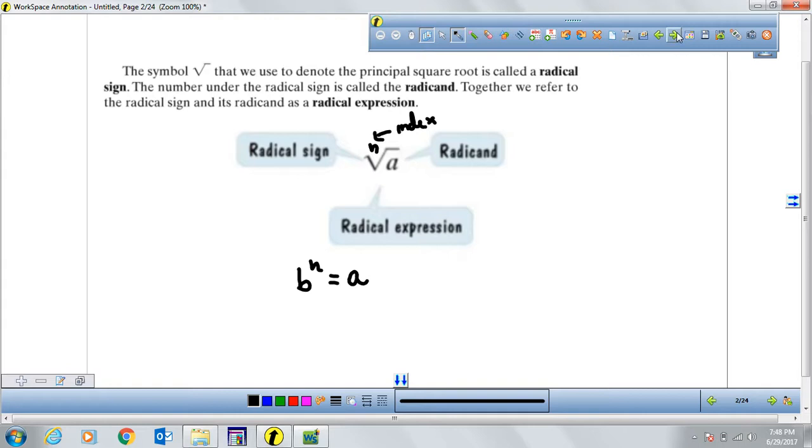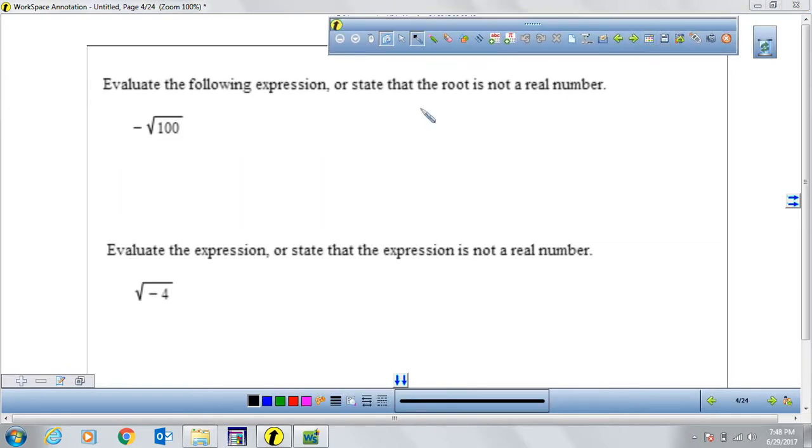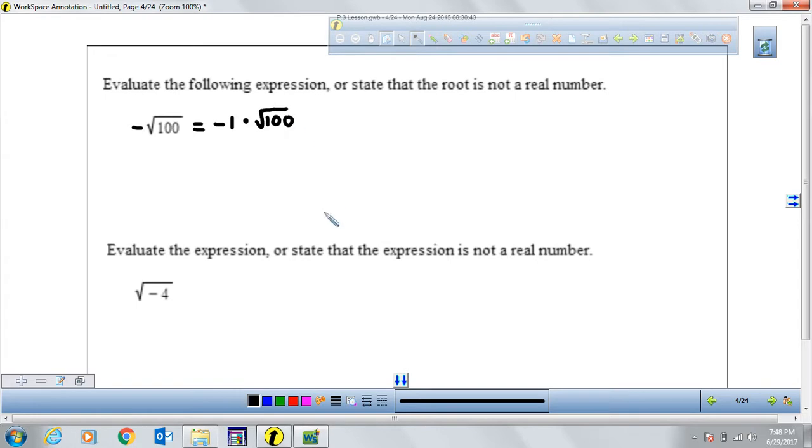Let's go ahead and cover a couple of examples on the radical, starting with these two special examples. We're going to evaluate the following expressions or state that the root is not a real number. So this negative on the outside right here basically means the following: -1 times the square root of 100. So whatever the square root of 100 is going to be multiplied times -1. That's what this one basically means.